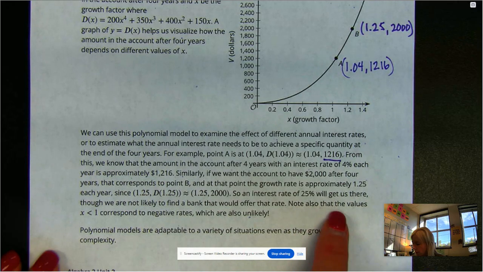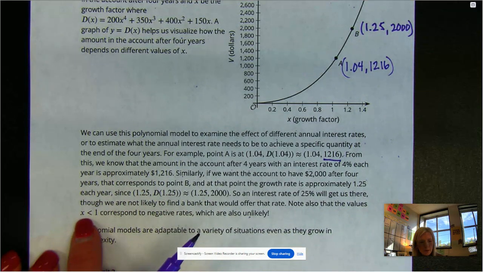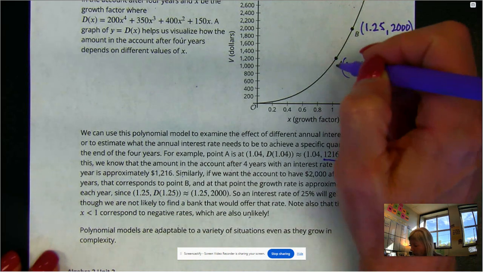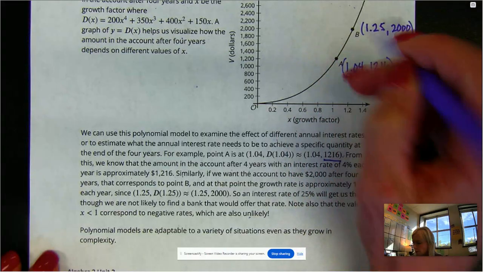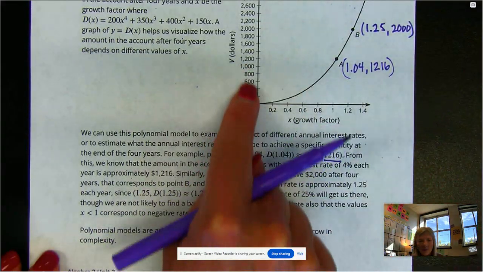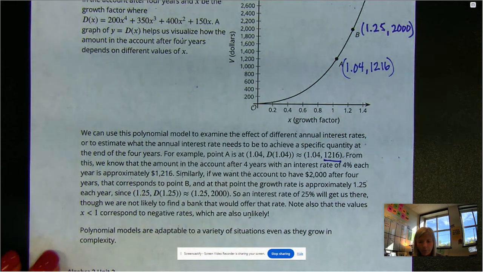Note also that the values of x being less than 1 correspond to negative rates, so those are also unlikely. So we would kind of disregard those, because all of these values would give us something less than what was invested. Okay, polynomial models are adaptable to a variety of situations, even as they grow in complexity.